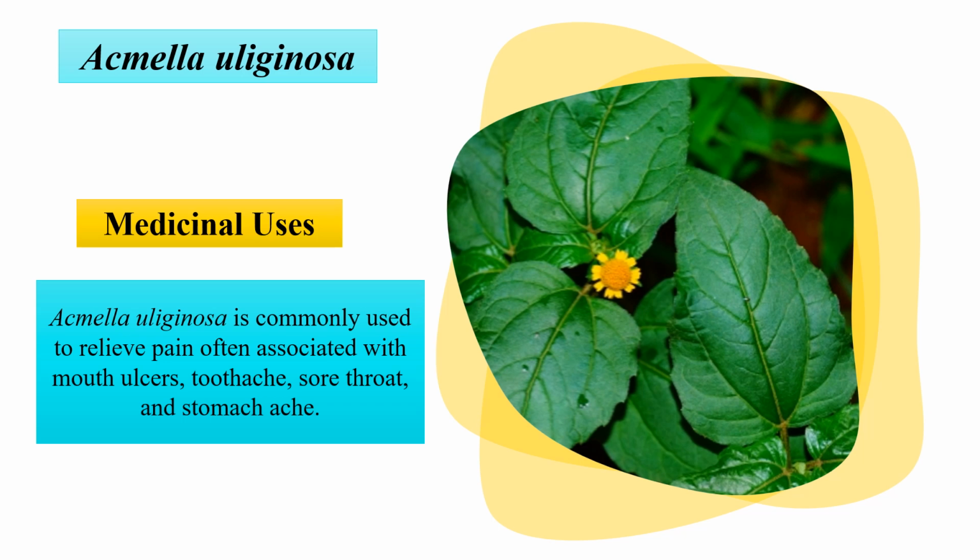Next is Eclipta alba, and this plant is widely used for food and medicine, and it is usually found in watery areas, near water bodies, in fields, and also in wastelands. Leaves are also used as a leafy vegetable. Medicinally, the plant is used to treat mouth ulcer, toothache, sore throat, and stomachache.